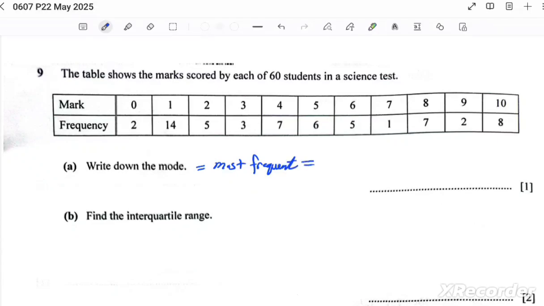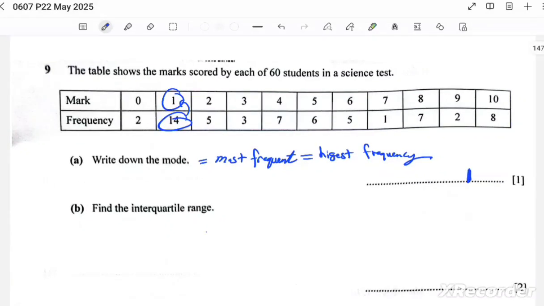So where exactly do we have the highest frequency? If you look at frequency, you'll discover that 14 is the highest. Okay, so it means what? It means that the most repeated mark is 1. So 1 is the mode.